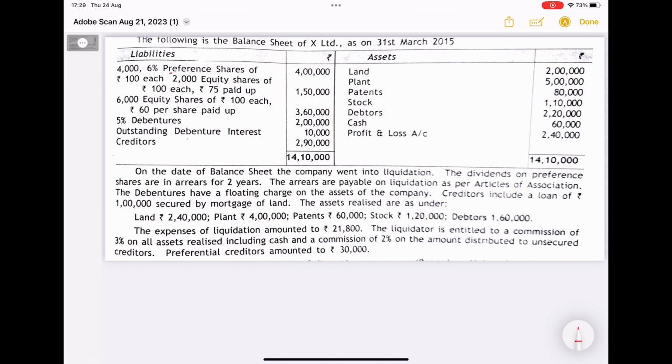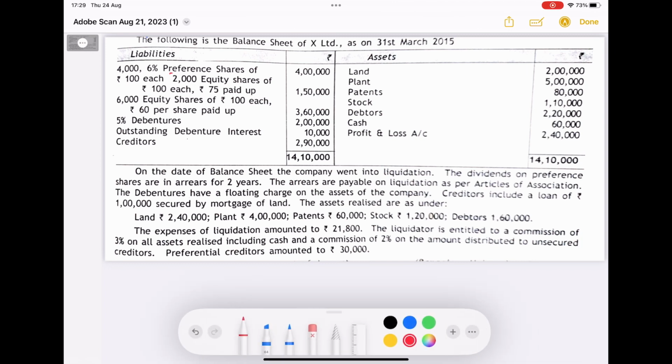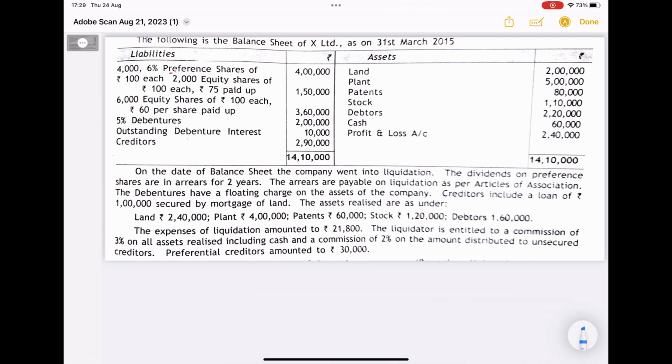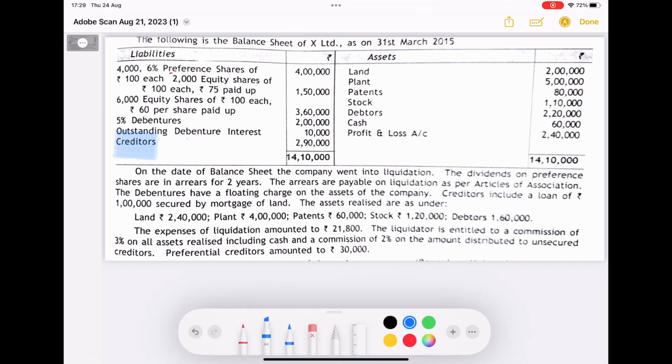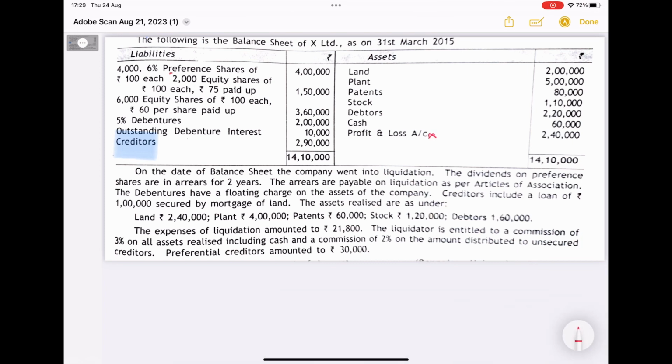In equity also we have 2000 equity shares and 6000 equity shares, and debentures, outstanding debenture interest, and creditors they have given. Look here, they have mentioned creditors in full, which means we have to identify the value of secured creditors, unsecured creditors and preferential creditors. Okay, so assets they have mentioned. This P&L account will not be entered in the books of account. This will be considered as a loss.